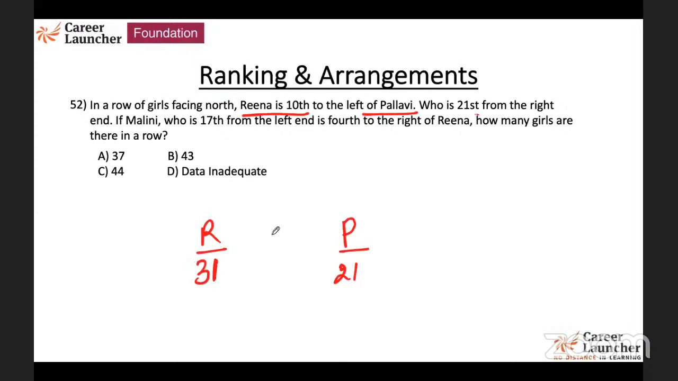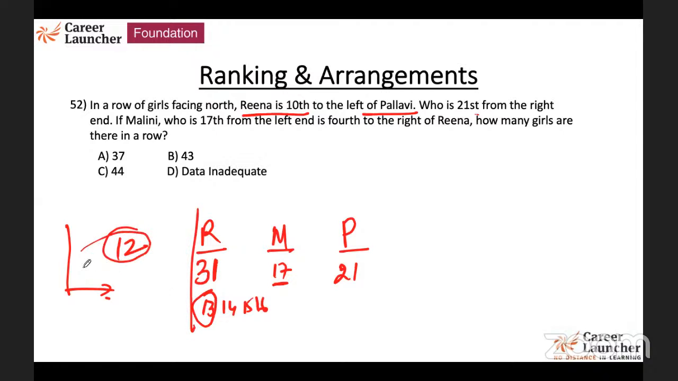But we are told Malini is 17th from the left, from this left. If this is 17th, 16th, 15th, 14th, this has to be 13th. So from the left end, Reena is 13th. That means there are 12 more to go here. So if 31 are there, 12 more have to be added. That is 43 people are there. Hence the number is 43.